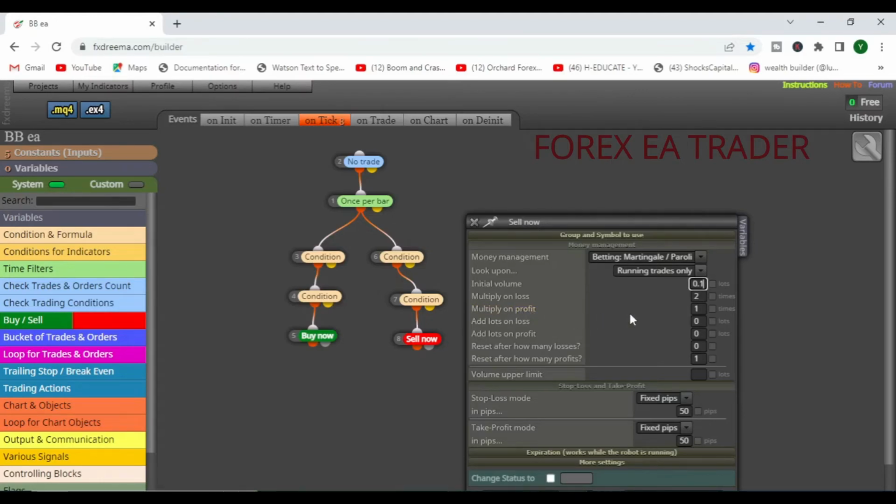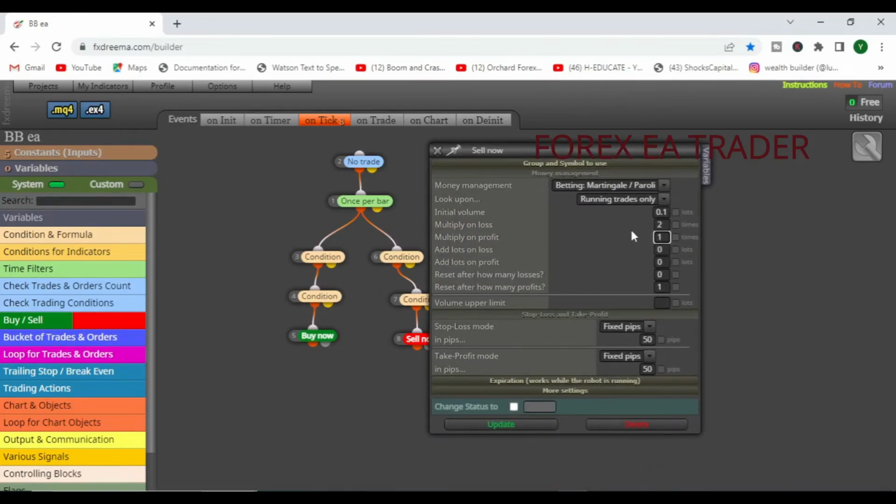Or you can actually multiply on profit. You can change the number, here it is set at 1. Let's say maybe you are feeling good and things are going your way. You can actually still do Martingale on winning trades as well. So initially with 0.1, we just multiply the next trade by 1, and it's again another 0.1. So see how it works for you.